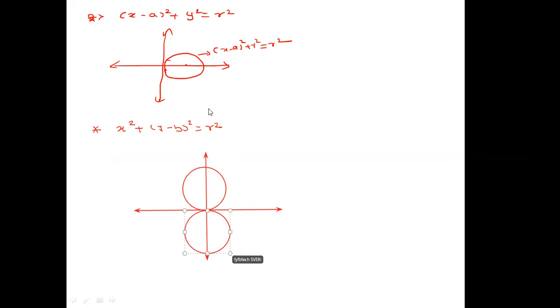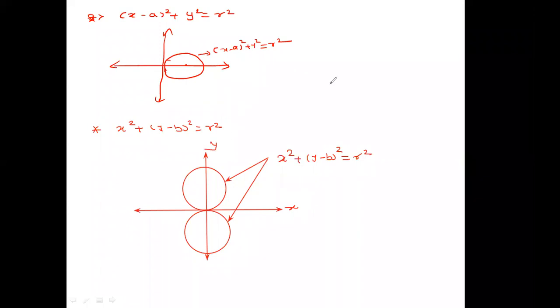This is the equation x square plus y minus b bracket square is equal to r square. This is the x axis, this is the y axis. Okay. Similarly, we will draw this. Similarly, we draw the x minus a one, the same way.